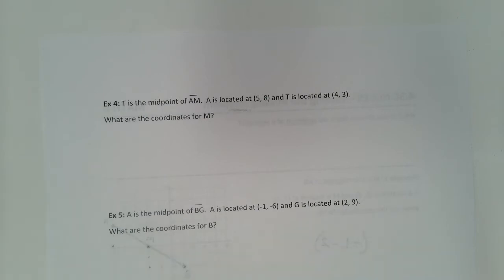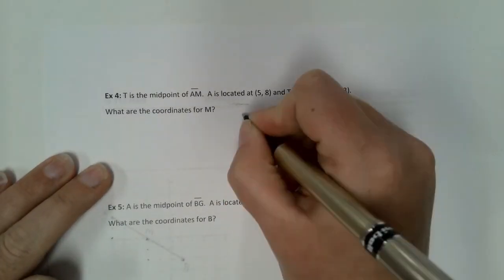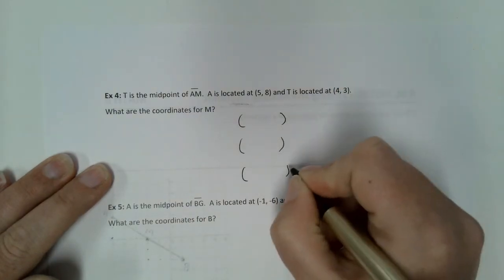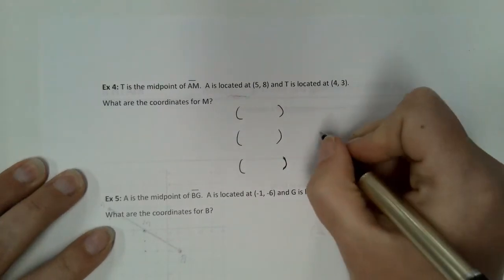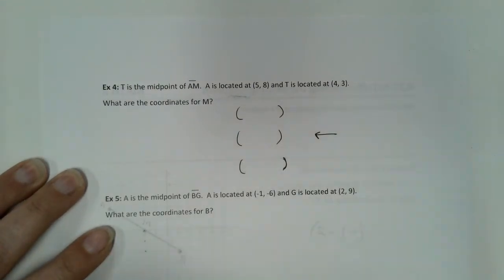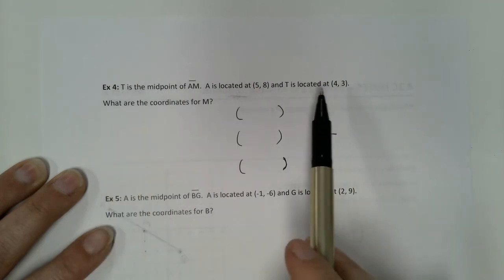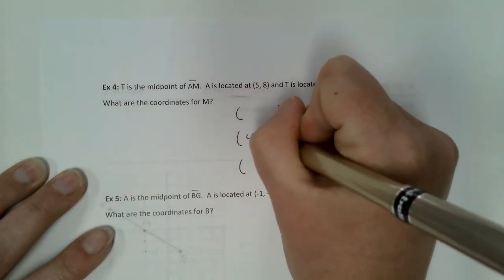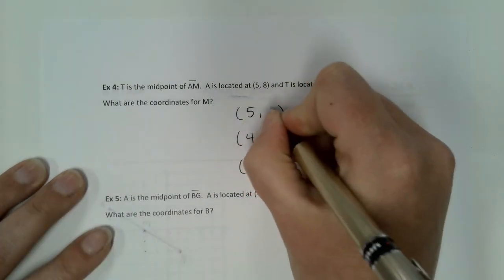We're going to do one more, maybe one or two more together, and then y'all are going to do some by yourself. So, T is the midpoint of AM. A is at 5, 8. T is at 4, 3. What are the coordinates? Now, this time, whoever made the problem up, which would be me, tried to trick you because they put stuff in a different order. But we're not going to be tricked. We know that what goes in the middle is the midpoint. What's the midpoint? T, which would be 4, 3. It must go in the middle. So where are we going to put A? 5, 8. That goes on top.